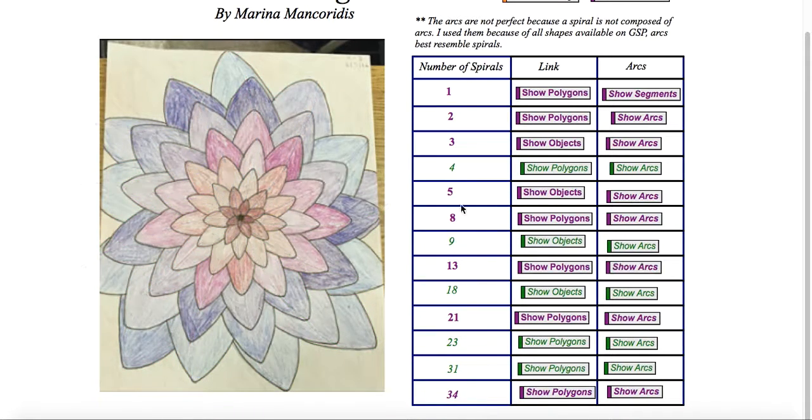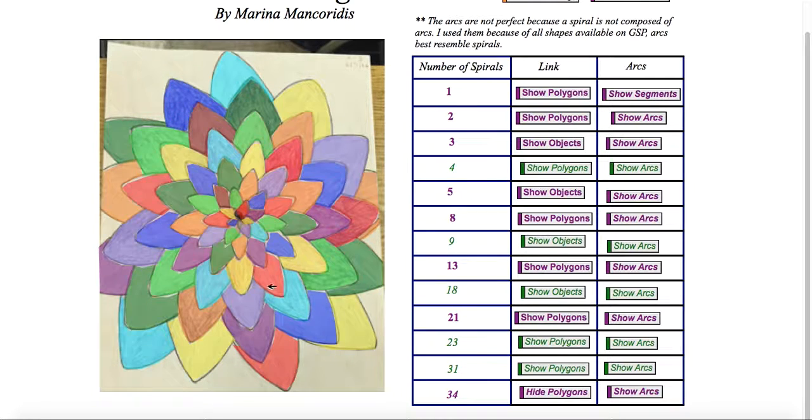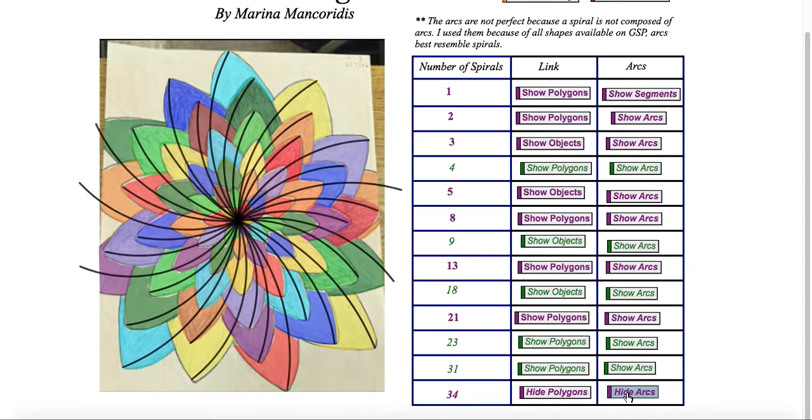I found that you can have spiral configurations continuing indefinitely, and this is just a sample of the different spirals you can find. For example, 34 spirals looks like this, and it's not obvious right away where the spirals lie, but when you show the arcs, you can see that it lies like that. For example, this arc right here, the green spiral connects this point to this point, or dark green here and here, and you'll see the spirals.